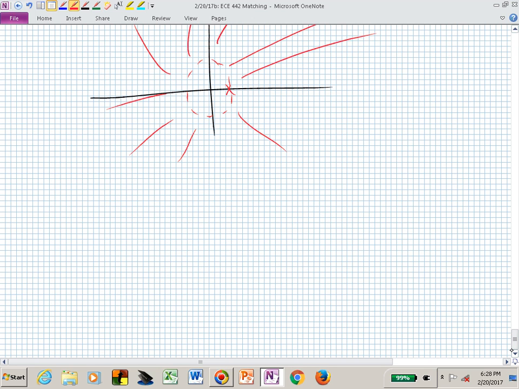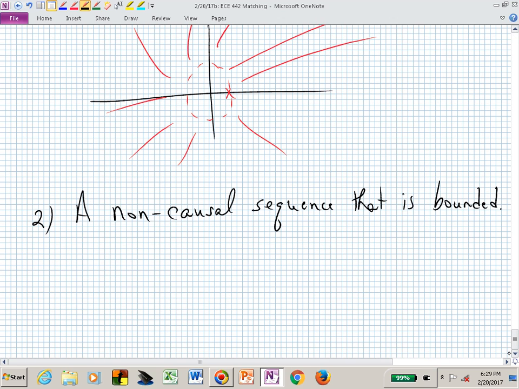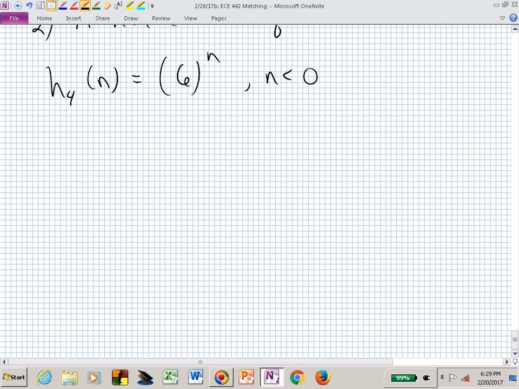And finally, let's say number 2 is a non-causal sequence that is bounded. Will that do the trick? All I needed was what for R? R being that number 6 in this case, I just needed that to be outside the unit circle.